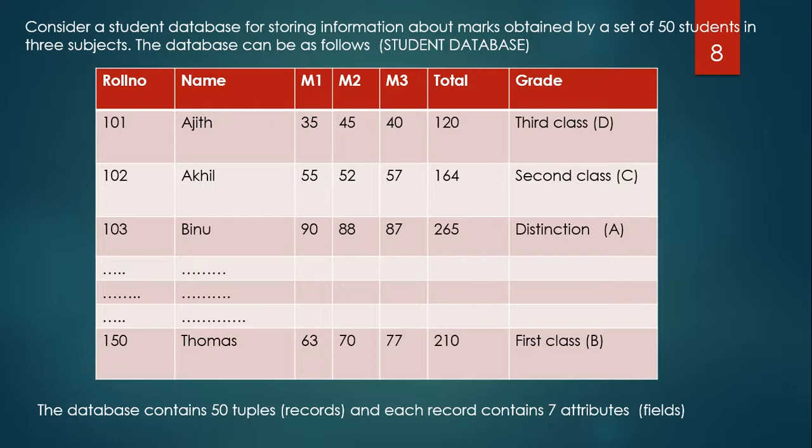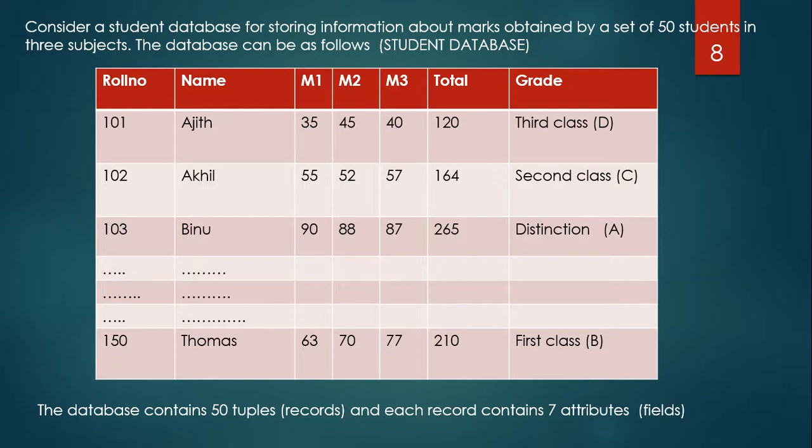So Ajit has 35 marks in M1, 45 marks in M2, 40 marks in M3, and together 120 marks is the total. Out of 300, 120 means just 40% of marks, and he has only a third class. Similarly, Akhil has a second class, Binu, the third student, has a distinction, etc. There are 50 students, and the 50th student is Thomas. Thomas has total marks of 210, and he has a first class as his grade. So this type of data needs to be there for the 50 students.